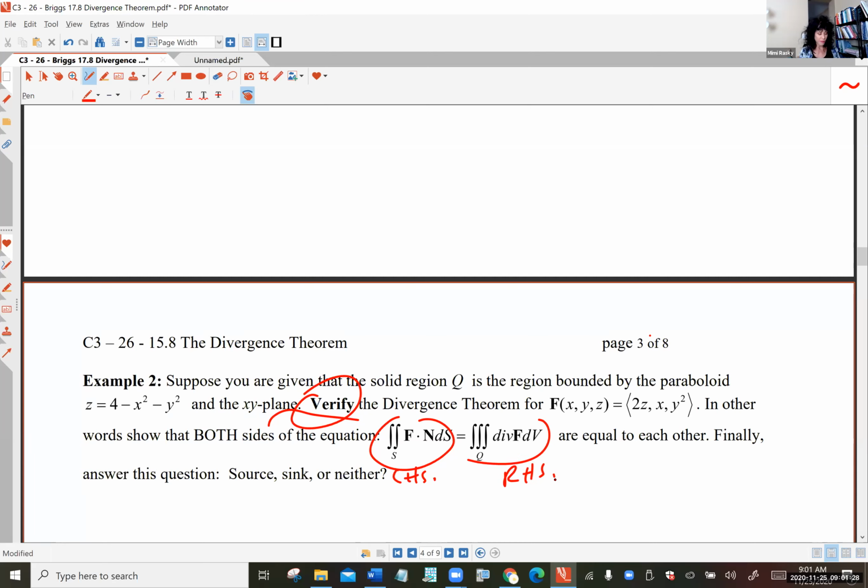So when you do a verify, please follow directions, because on your midterm, I'm asking you to verify agreements. I want both the left-hand side and the right-hand side. So you're going to do a line integral, and then you'll do the double integral, and make sure they're equal.